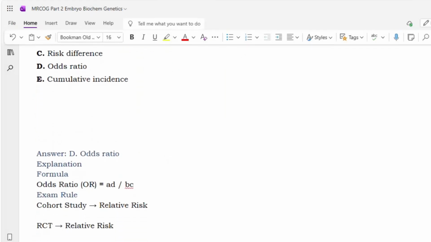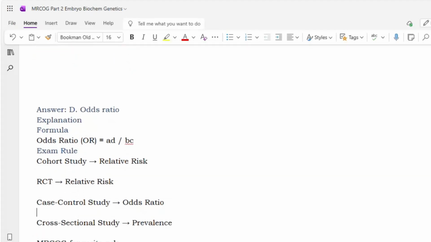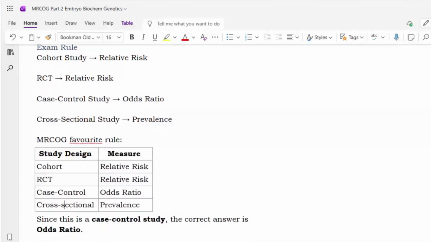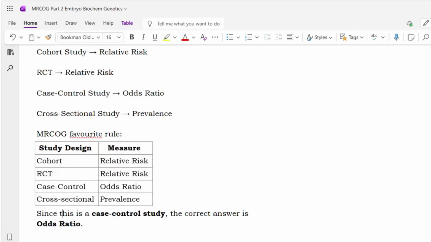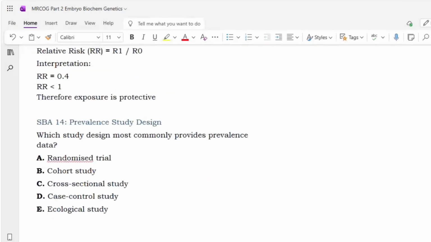Odds ratio, AD upon BC, is the formula. Cohort study will give you the relative risk. RCT will also give you relative risk. Case control study will give you odds ratio. Cross-sectional study will give you the prevalence. So from an examination point of view: cohort relative risk, RCT relative risk, case control odds ratio, cross-sectional prevalence. Since this is a case control study, the correct answer is odds ratio. Okay, so that finishes today's topic of incidence, prevalence, odds ratio, relative risk, etc.